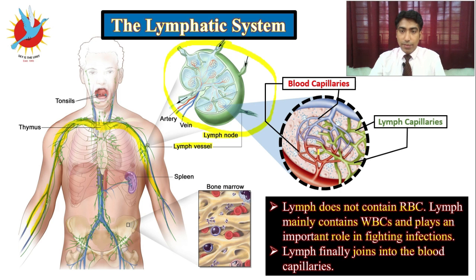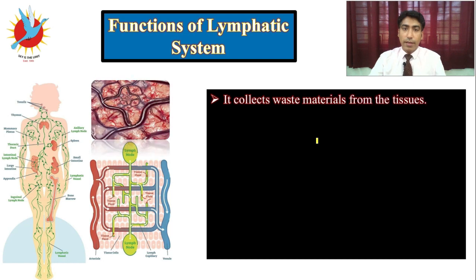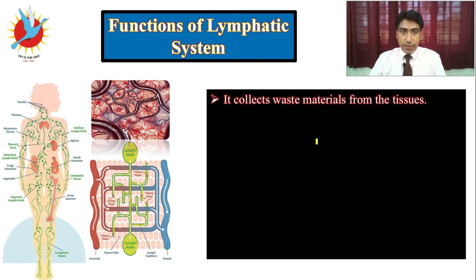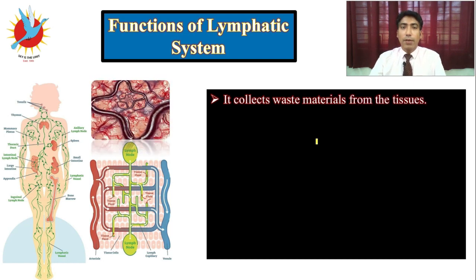So here you can see that this is the structure of the blood capillaries, and these are the lymph vessels. These are the blood capillaries and these are the lymph vessels. So this is the internal part of a lymph node. So the lymph finally migrates from the lymph node to the blood vessels. Next, let us discuss the functions of the lymphatic system.